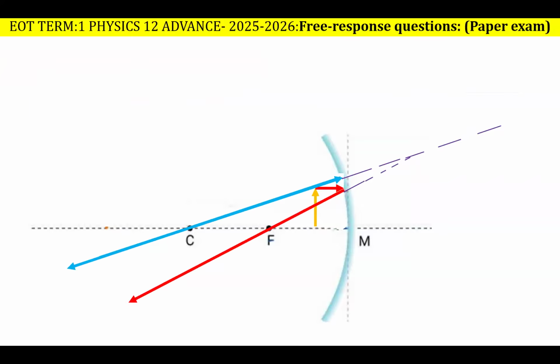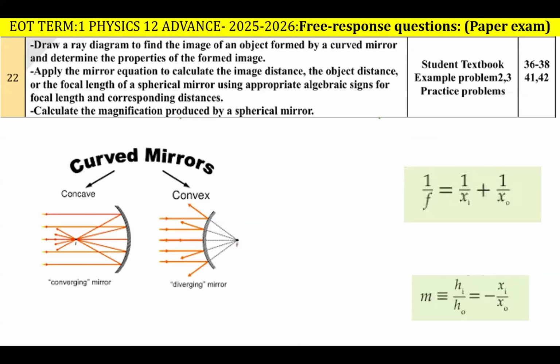Okay, the next one is about the lens formula. Sorry, not lens formula, mirror formula. We have got a mirror formula: 1 by focal length is equal to 1 by xi plus 1 by xo. xi, this i is for image, so xi is the image position or image distance. We write xo, o is for object, so it is the object position, where the object is.